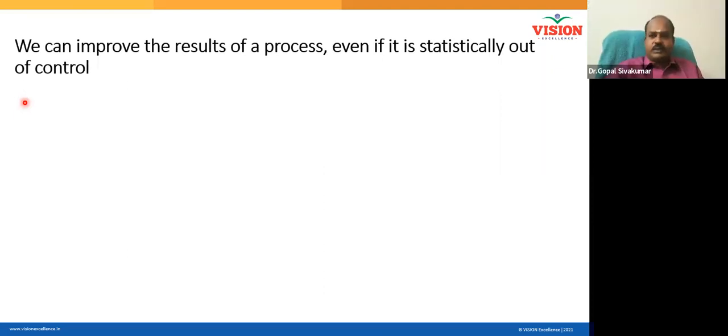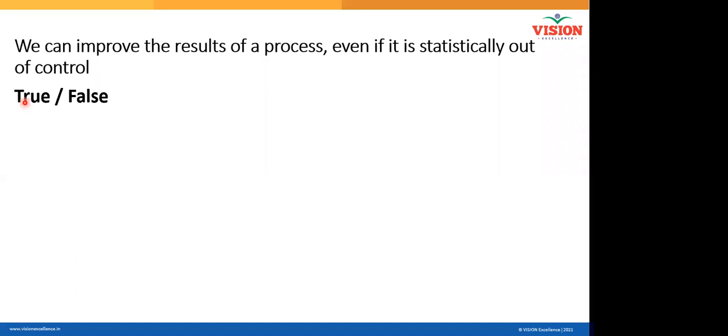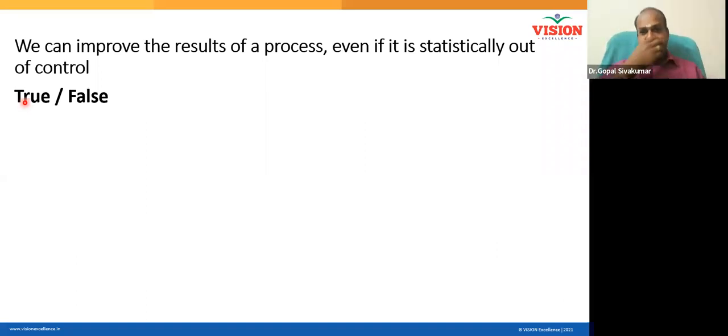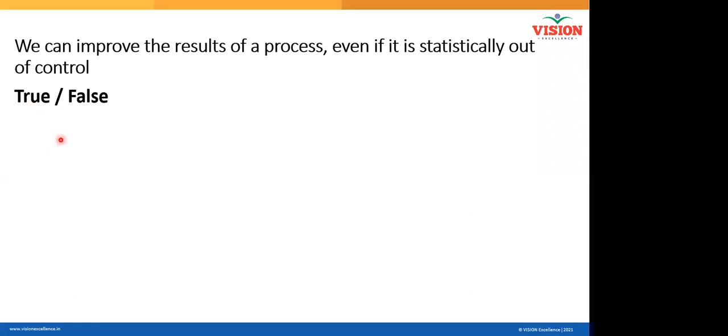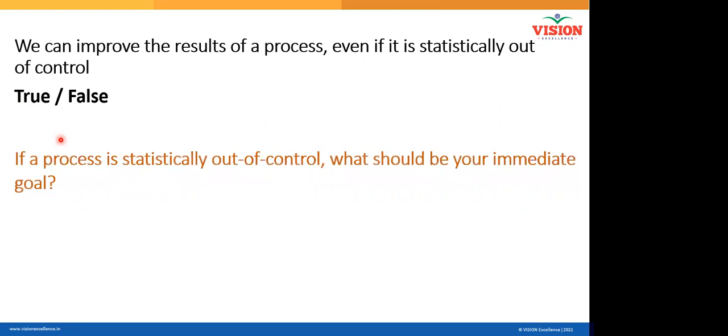Right. One more question for your thought. We can improve the result of a process, even if the process is statistically out of control. How many of you consider this statement as true? False, sir. Yes, it is false, right? The goal should be to stabilize. The first important thing is that the process should be under control. Yes, exactly.